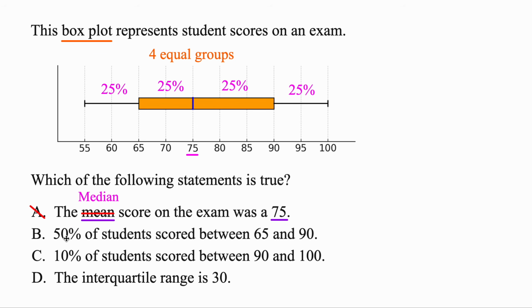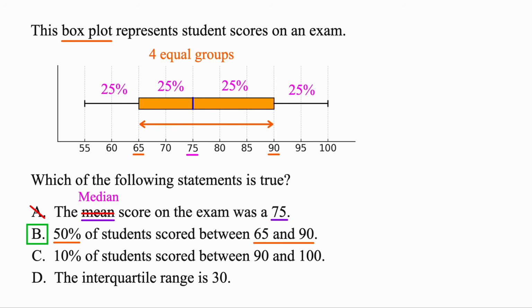Okay, the next one. 50% of students scored between 65 and 90. Let's find both of those scores here. 65 is here, 90 is here. So does this middle part of the graph represent 50%? Well, it does, because 25 plus 25, the box represents the middle 50% of the data. In other words, 50% of students did score between 65 and 90. So B, the statement is true.